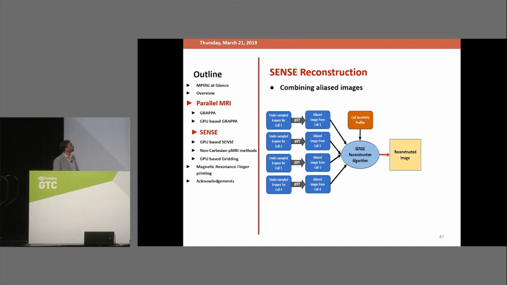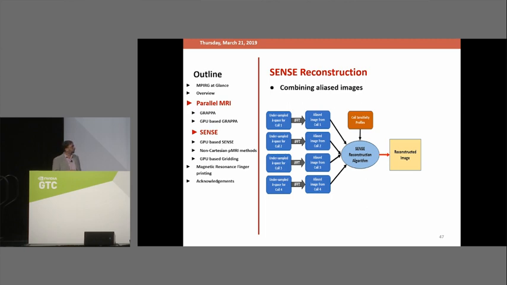In the case of SENSE reconstruction, we acquire undersampled data. As a result, if there are 4 receiver coils, we have 4 undersampled data sets. We apply inverse Fourier transform on each of them. As a result, we have 4 aliased images. Then we put those 4 aliased images, in this particular instance, into the SENSE algorithm. The SENSE algorithm performs reconstruction with the knowledge of the receiver coil sensitivity profiles, and as a result, we get the reconstructed image.